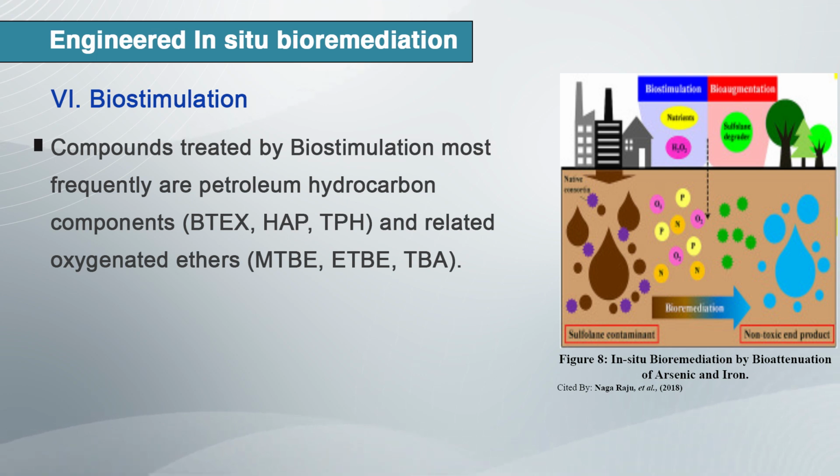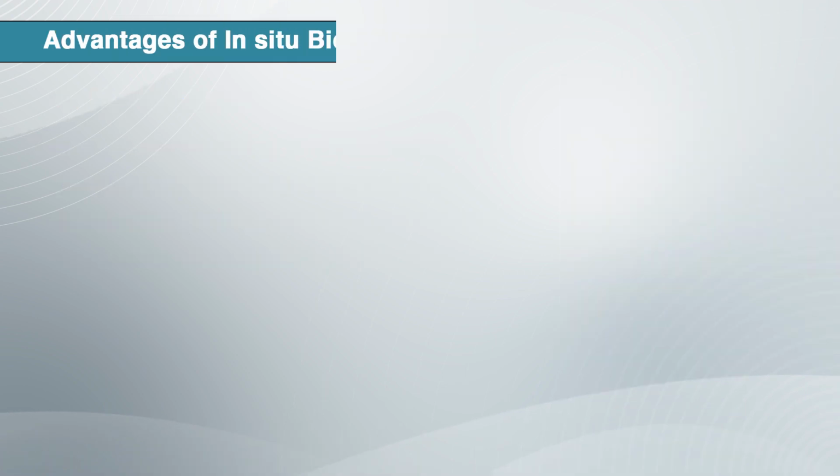Compounds treated by biostimulation most frequently are petroleum hydrocarbon components: BTEX, PAHs, TPH, and related oxygenated ethers such as MTBE, ETBE, TBA, etc. Figure number 8 shows in situ bioremediation by bioattenuation of arsenic and iron.